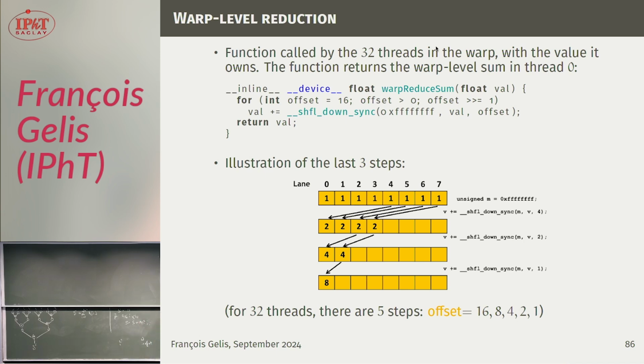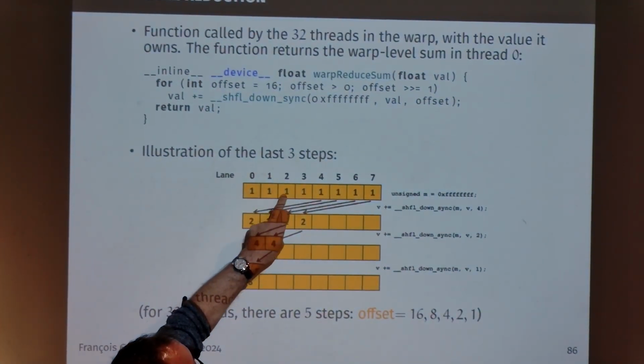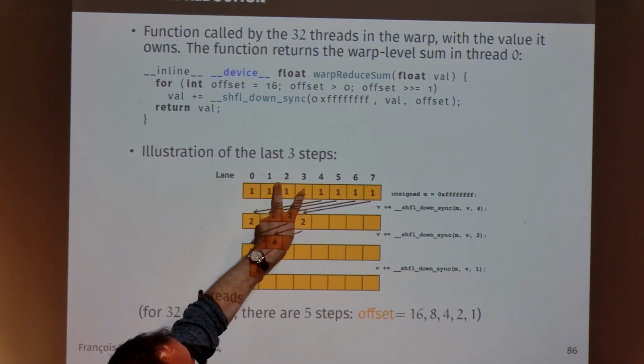So when you call this function, you will take this value here. The thread 0 will use its own value and the value which is at the offset 4 from itself, and it will add them up and store it in its own entry of the array. The thread 1 will use its own entry and the one which is at the offset 4, so at address 5, and store the sum in place of the value it had before, and so on. So the 4 threads will do that.